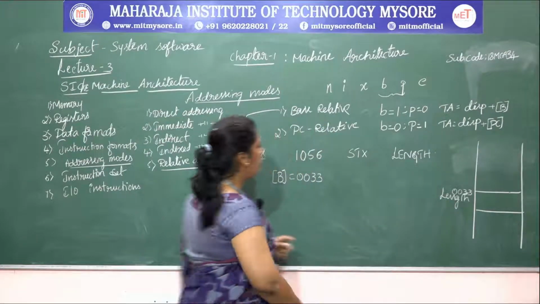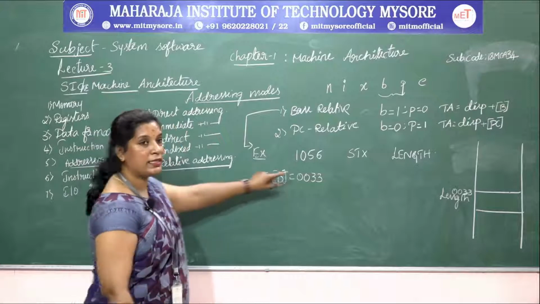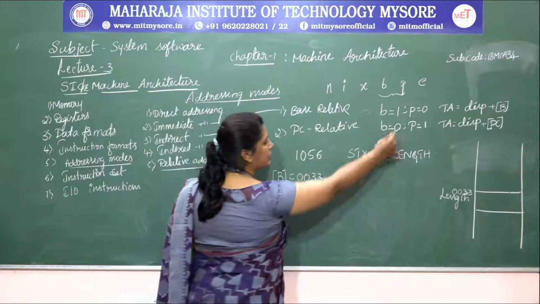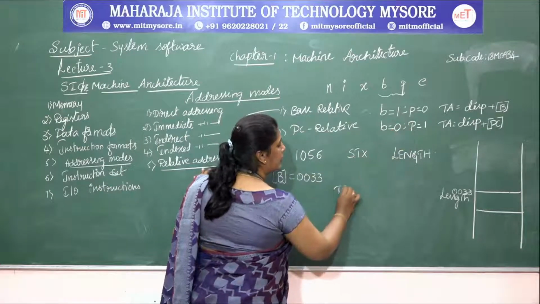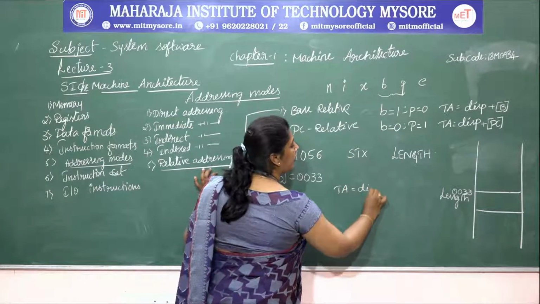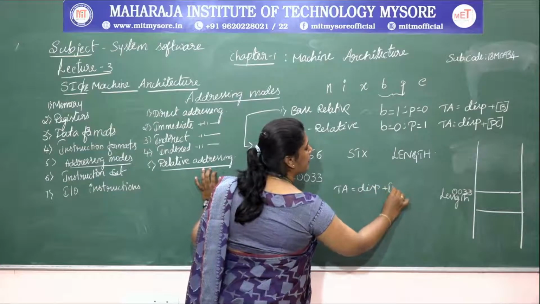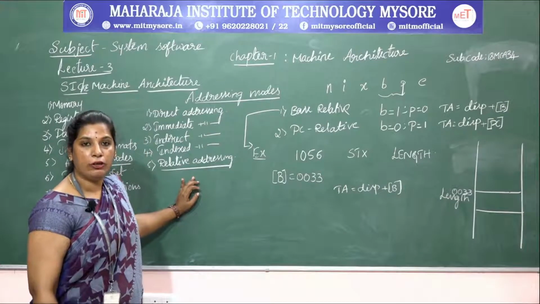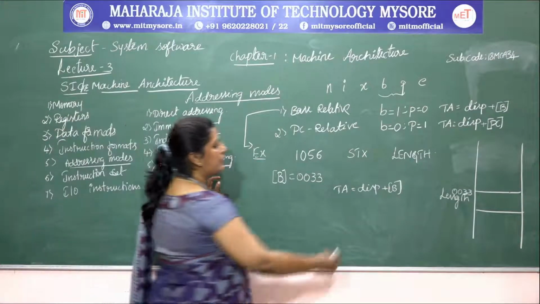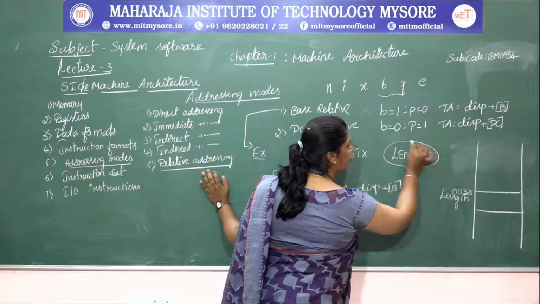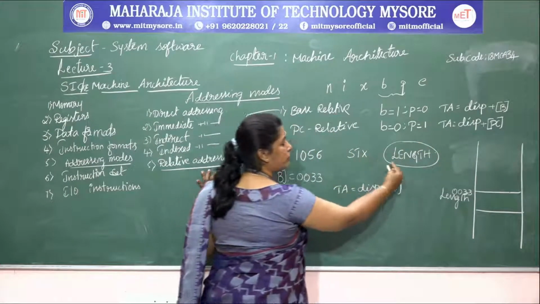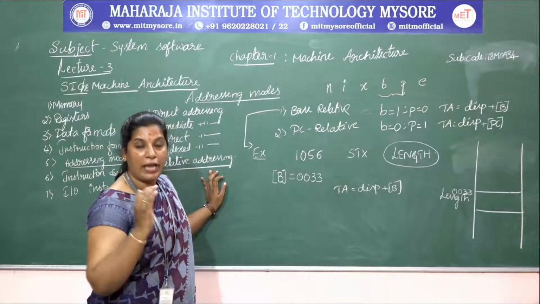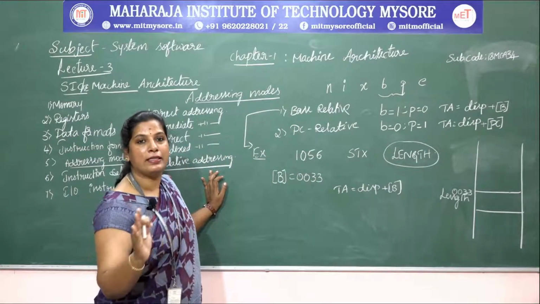That's it. So in this case, for this instruction, to calculate the target address, what is the formula? Target address is equal to displacement plus the content of the base register. So what is the target address here? Where actually we have to store the content of the index register, to which memory location? Length. Length is the target address. We have to find where actually the length is.